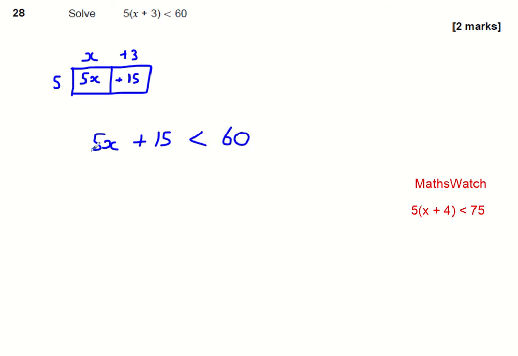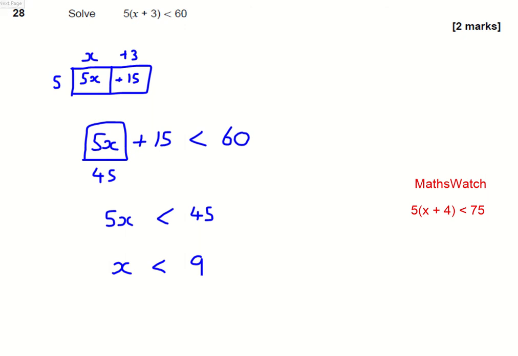Well, that's asking us what number, this number here, plus 15 would give us 60. Well, 45 plus 15 is 60. So 5x is going to be less than 45. You can get that by subtracting 15 from 60 as well. And then if we've got 5 times something to give us 45, if we divide by 5, 45 divided by 5 is 9. So it's exactly the same method as solving a normal equation. The only thing that's different is that instead of an equal sign, it's just put a less than sign there instead. There's no other differences.